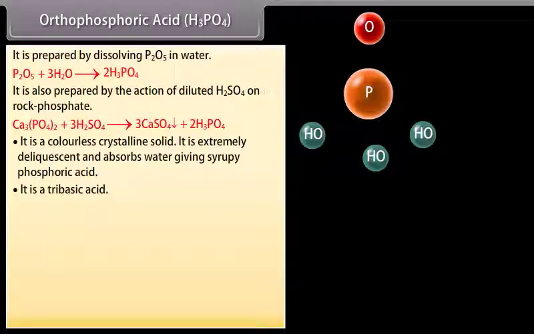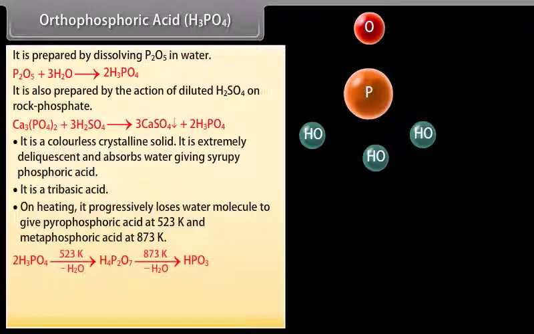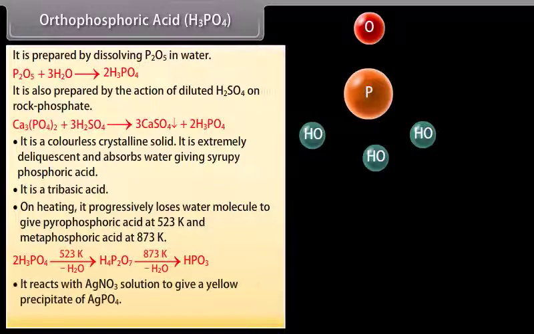It is a tribasic acid. On heating, it progressively loses water molecules to give pyrophosphoric acid at 523 Kelvin and metaphosphoric acid at 873 Kelvin. It reacts with AgNO3 solution to give a yellow precipitate of Ag3PO4.